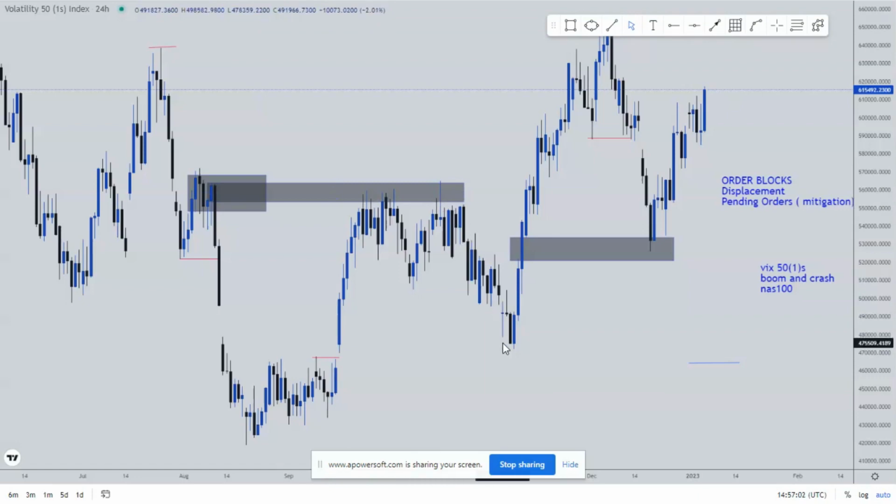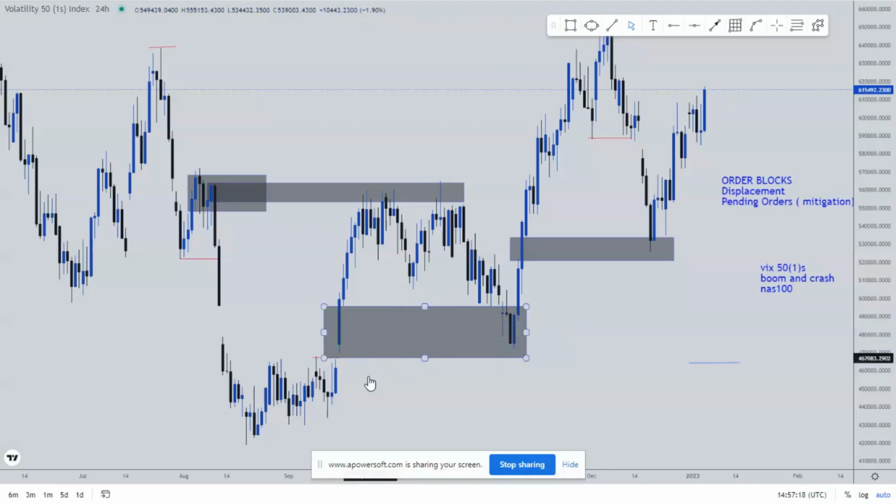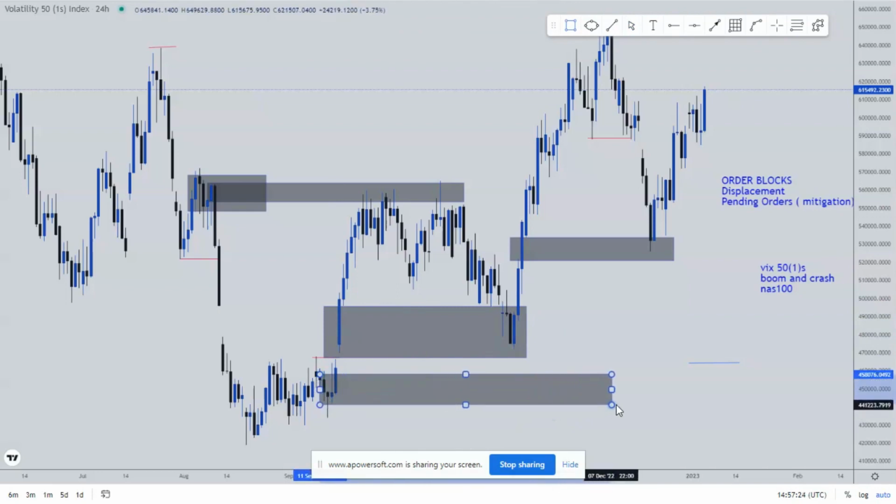The market reached it and then returned. Now we can see that the market only reacted to this fair value gap. So now let me quickly rush through this. We reacted to this fair value gap, which means we are going to be highlighting even fair value gaps as we go on.